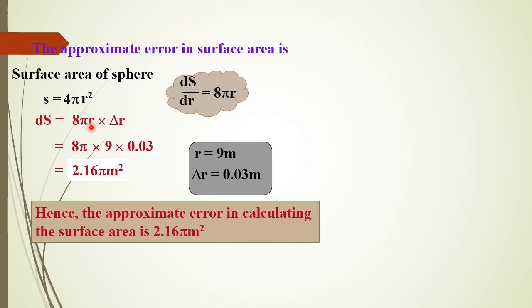8 pi, the radius is given, delta r is given, both values are given. You substitute here and simplify, you will be getting 2.16 pi, right as it is. So its unit is meter square. This is the approximate error in calculating the surface area of the sphere.